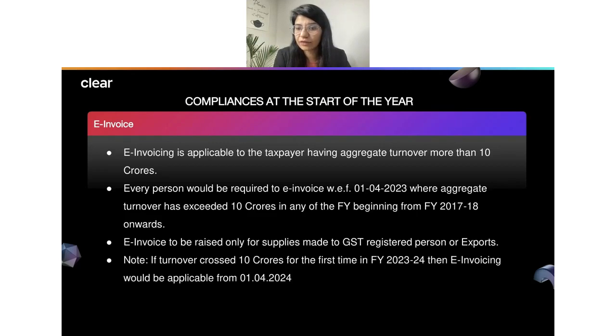So I think I have covered most of your queries related to e-invoicing. But still, if I have missed any of your queries in relation to e-invoicing, please feel free to put that in the chat box. I think there is one question in respect of export documents, whether e-invoicing is required for the export document. So yes, e-invoicing is even required for the export document. It's required for all your B2B as well as export documents.